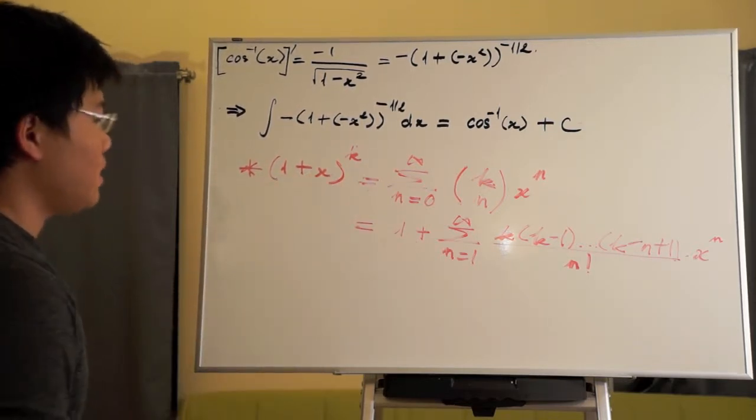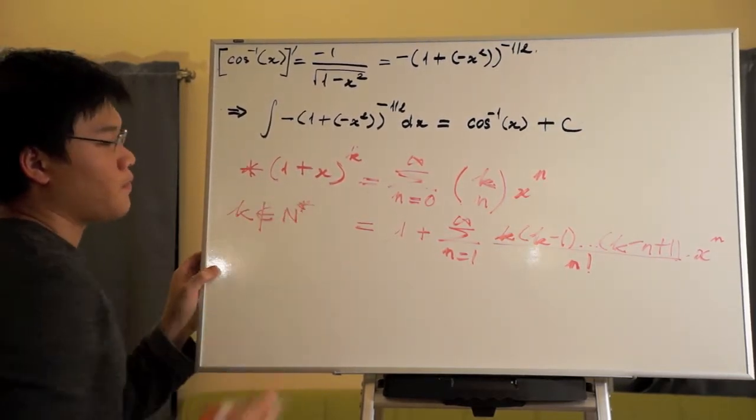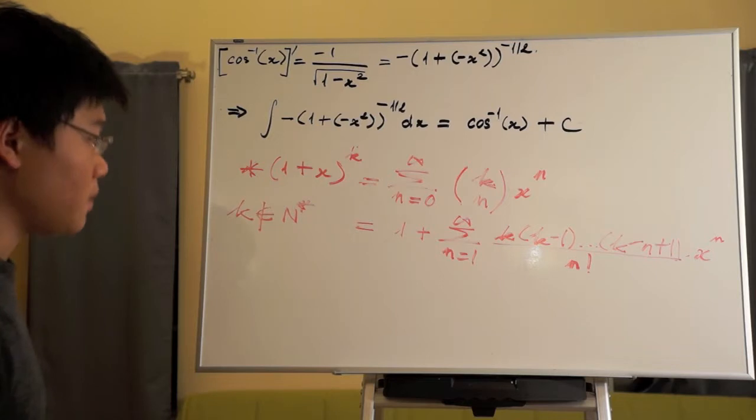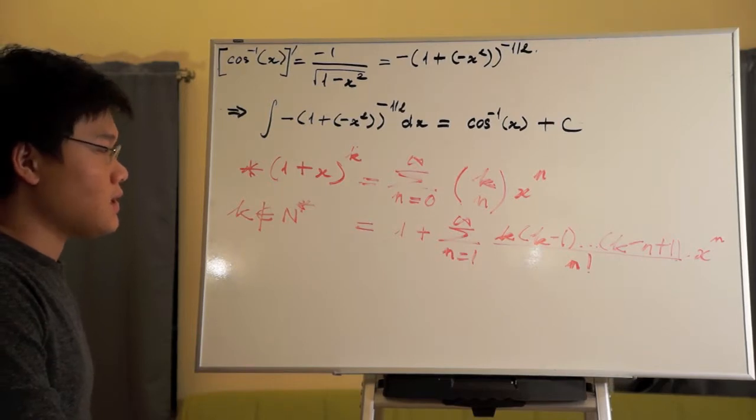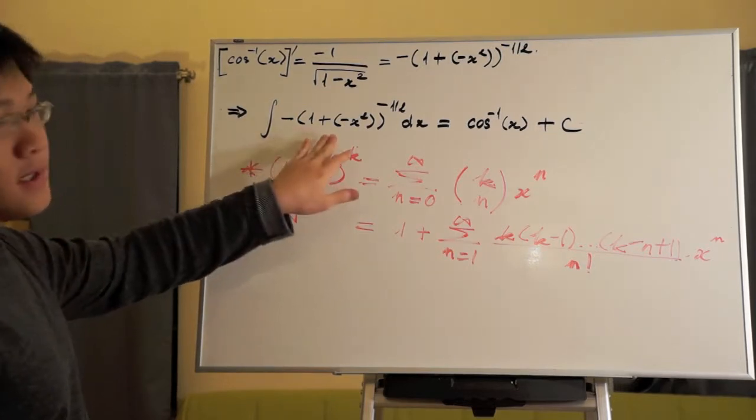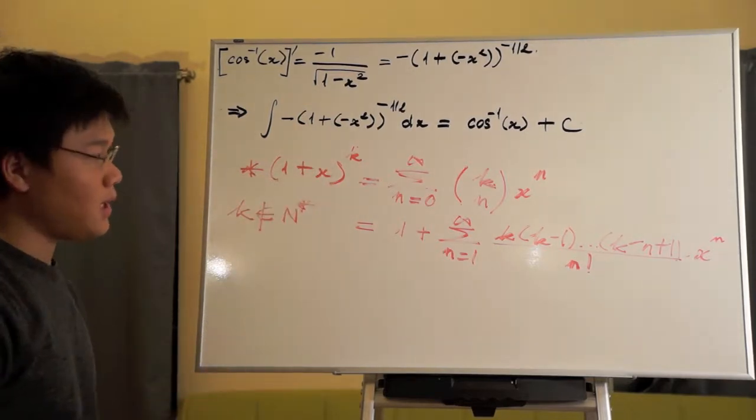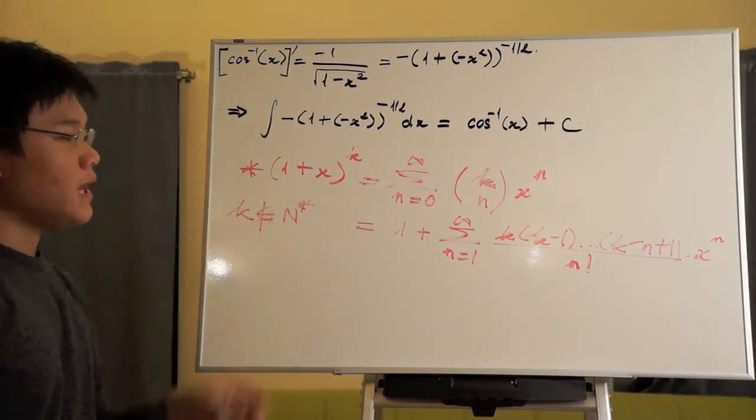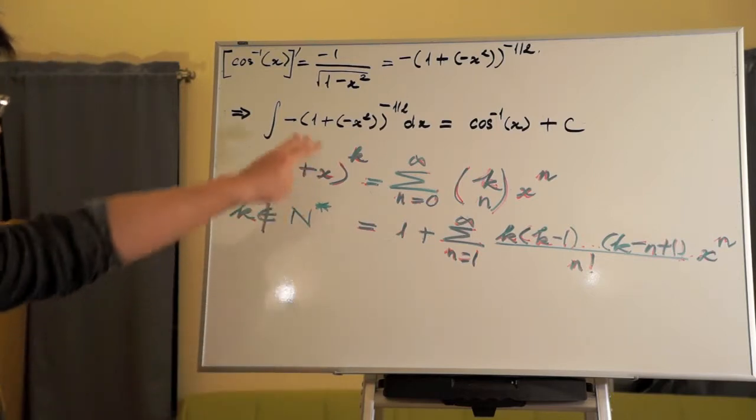Okay, so that is the series identity for 1 plus x to some power k, where k is not a natural number. Of course k is not equal to 0, because anything to the power 0 is equal to 1, so that would defeat the expansion process. So when we have this, we can go ahead and apply it here. This is already in the normalized form, and here k is minus 1/2, which is not a natural number.